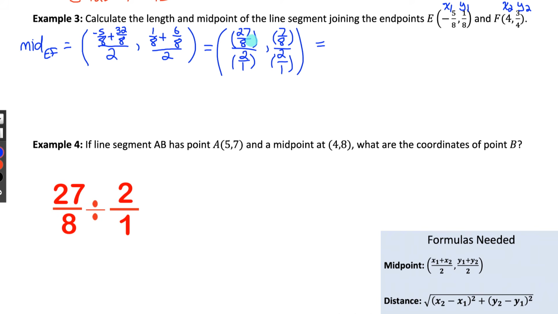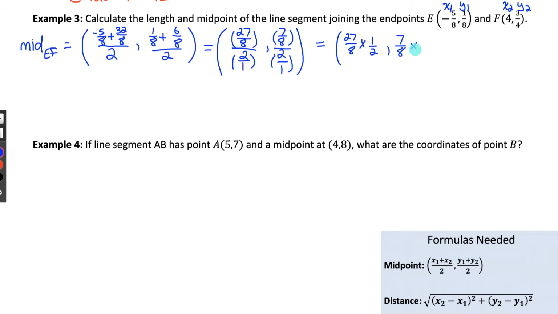So the 27 over 8, we leave that as 27 over 8, but we change it to multiply by the reciprocal of the fraction in the denominator. So the reciprocal of 2 over 1 is 1 over 2. That'll give me the x-coordinate, and then the y-coordinate do the same. Leave the 7 over 8, times the reciprocal of the fraction in the denominator, which is 1 over 2. And now that it's written as multiplication, multiplying fractions is easy. Just multiply the numerators. 27 times 1 is 27. And multiply the denominators. 8 times 2 is 16. Looking at the y-coordinate, 7 times 1 is 7. And 8 times 2 is 16. So the midpoint is 27 over 16, comma, 7 over 16.